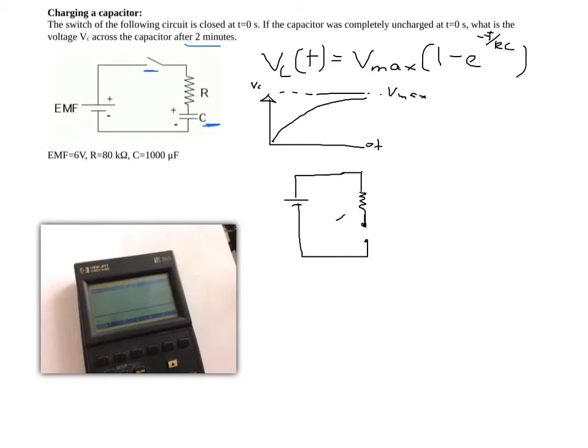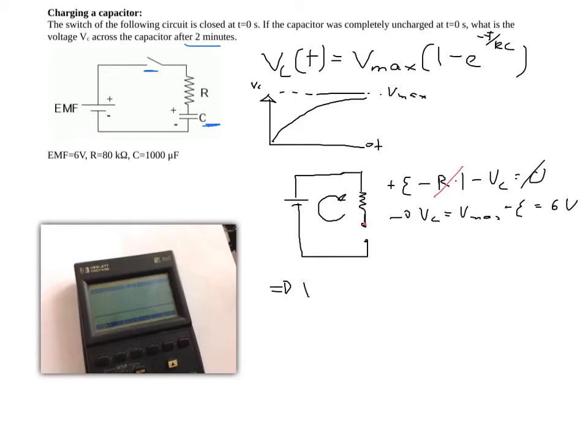And if you do a loop rule, what we get is plus the EMF of the battery minus the resistance times the current minus Vc is 0. Now, of course, if we have an open switch here, the current is 0. Therefore, we get Vc, which is in this case Vmax, is equal to the EMF, which is 6 volts. Now, all we have to do is plug that into our equation.